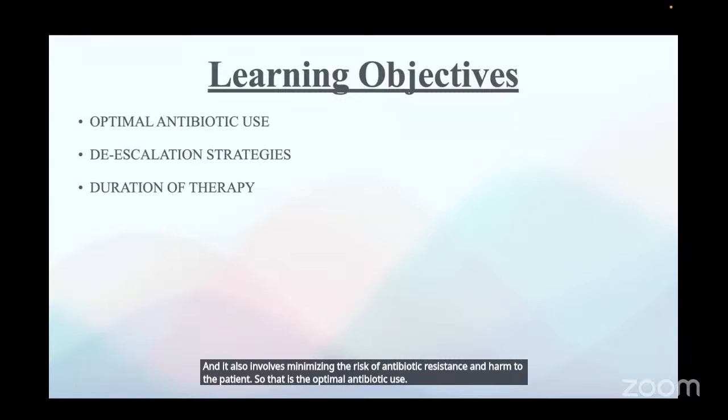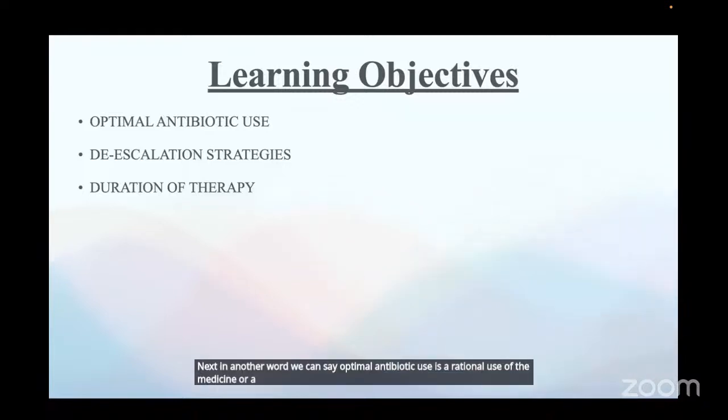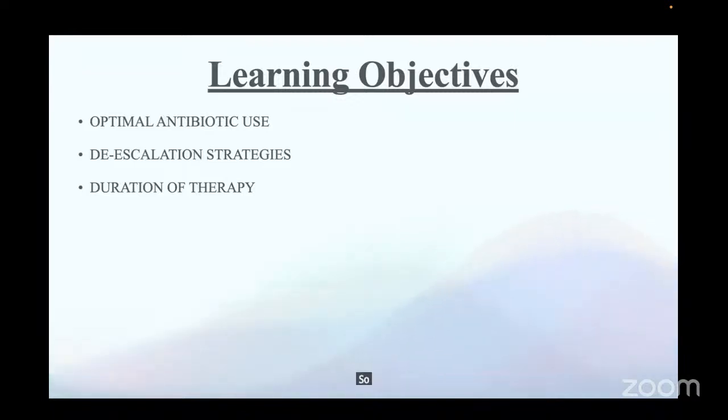In other words, optimal antibiotic use is a rational use of medicine, or a quality use of medicine. So right time, right dose, right duration, at the right cost. That is a rational use of the drug. So this is optimal antibiotic use, and we'll see what it is in detail.